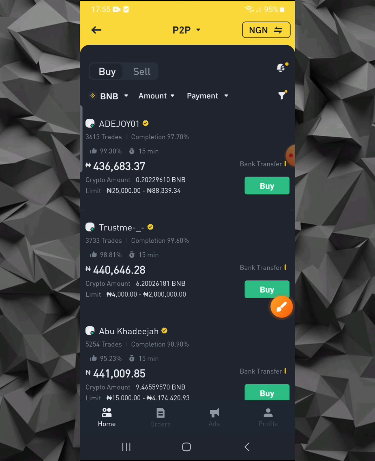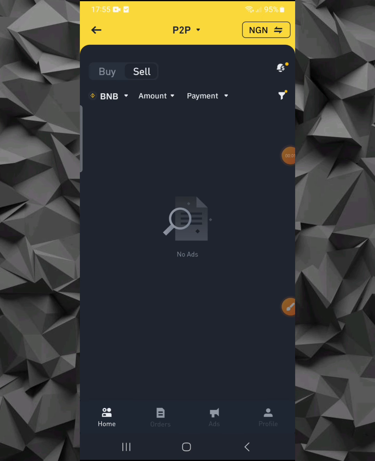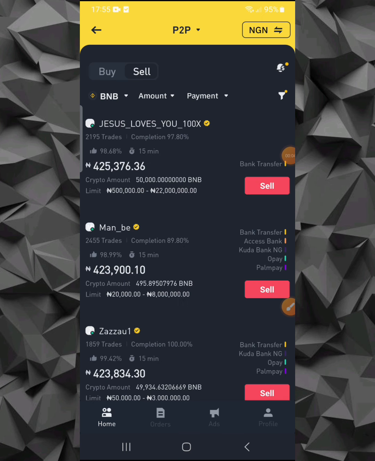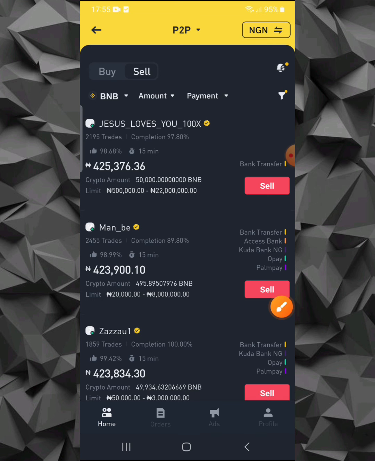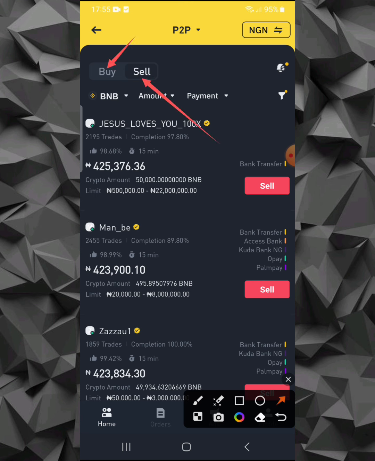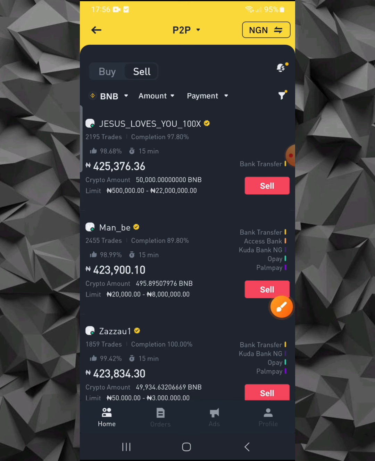Now let's come straight to the sell side to see the price, okay? This arbitrage opportunity is actually very hidden, so you need to pay much attention to this. Now you can see the rate right here on the sell side, 425,376 Naira. And if you compare these two rates, the rate on the buy side and the rate on the sell side, you see that there's a lot of difference. You'll note that this rate is cheaper than the rate on the buy side. Now let's come to the buy side, okay?